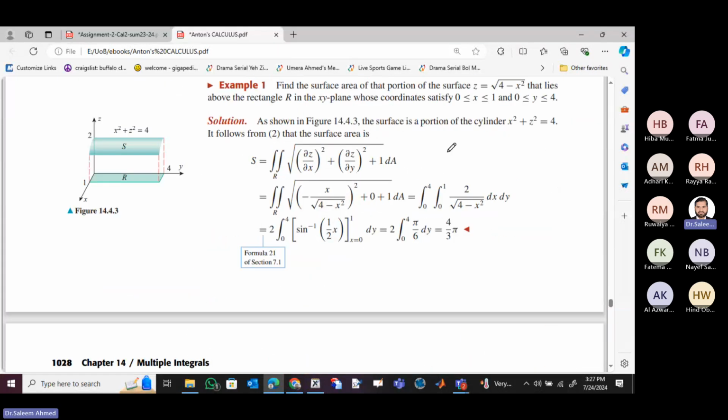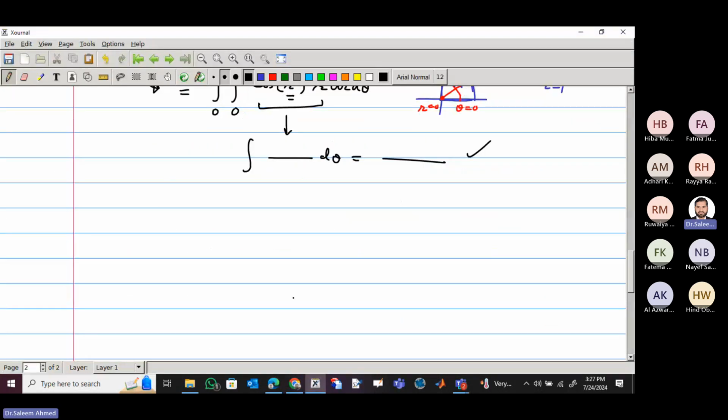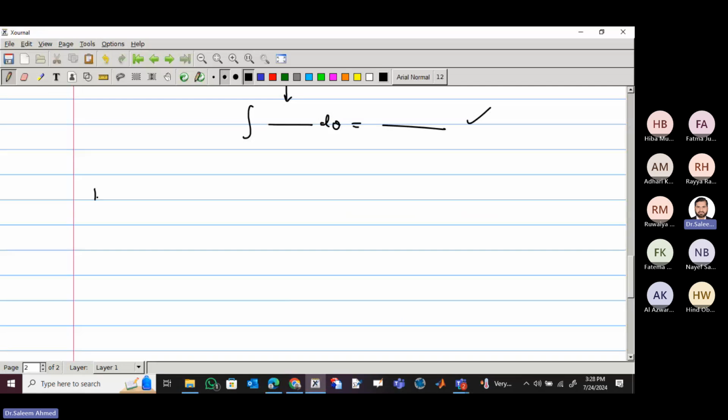So in 14.2, we solved double integrals in xy coordinates, right? Or I can say that in 14.2 and 14.3, in both these exercises, we did the double integration, right? Now, when a function is given, I can find this double integral. Agree?